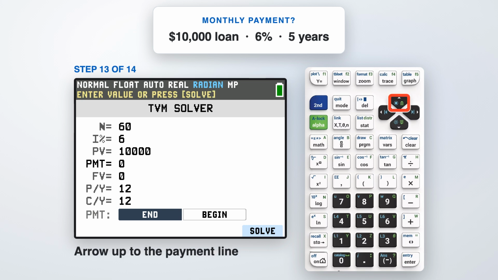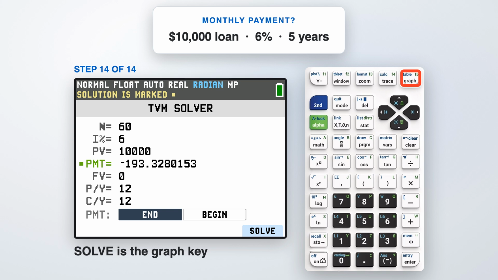Okay, now arrow back up to the payment line, the one we left blank. To press Solve, use the key right below it, the graph key. There's the payment, negative $193.33 every month. It's negative because it's money leaving your pocket.